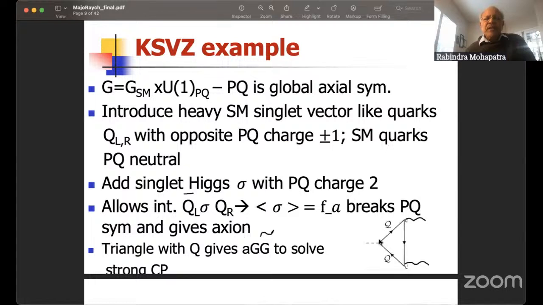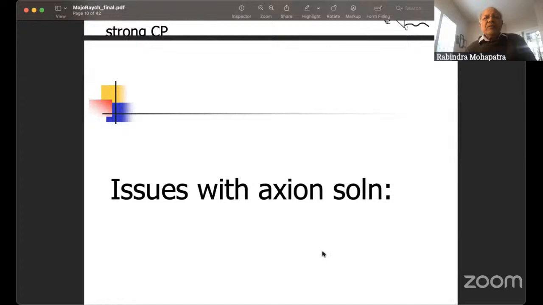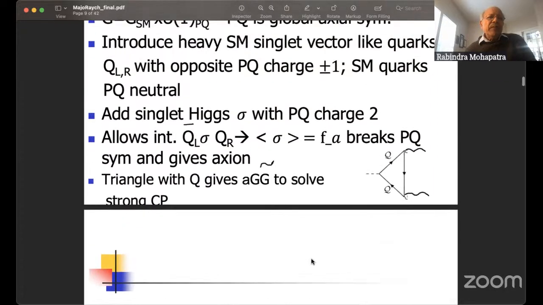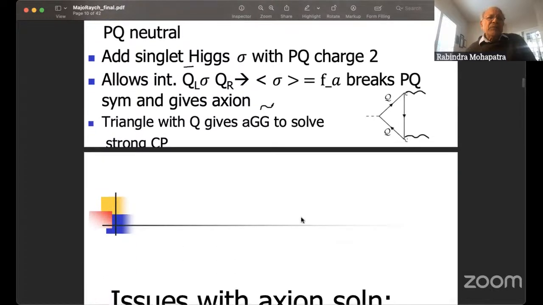And of course, the same triangle diagram that I showed you before, we can now draw in this case, and the heavy quarks flow in the triangle. So what you have is a Q, which gives a G G dual to solve the strong CP problem. Okay. Now you can do the same thing with the DFSZ model, which I'm not going to describe here. All you do is take the standard model quarks and give them a Peccei-Quinn charge, and the standard model Higgs a Peccei-Quinn charge, and then you have a singlet which gives you the axion, and if you give the singlet a large vev, then that is the invisible axion model.